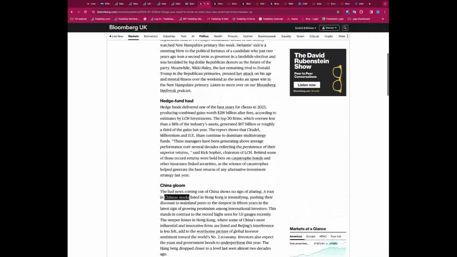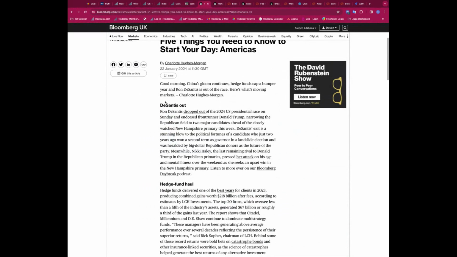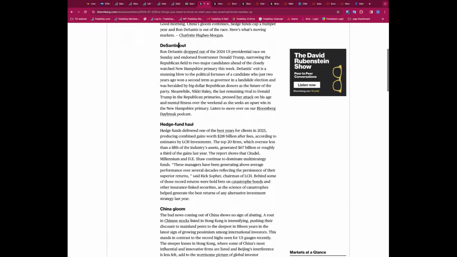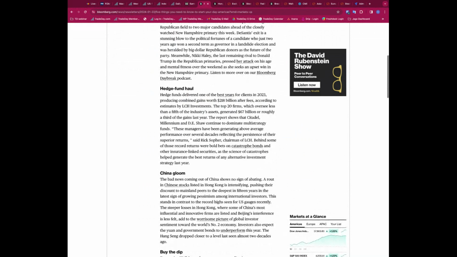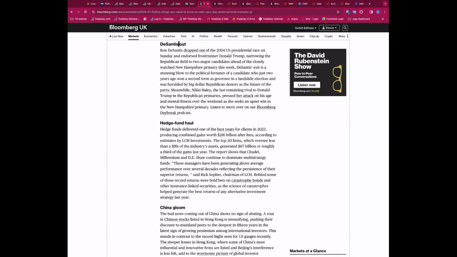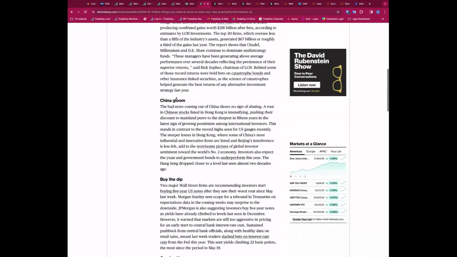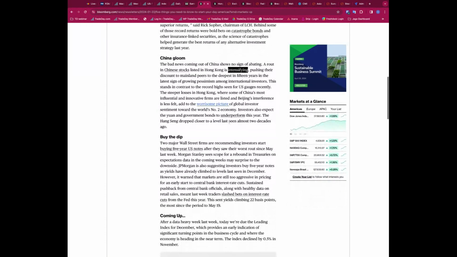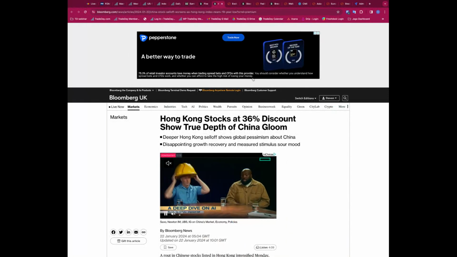Let's take 5 things to start your day. DeSantis is stepping out. We've already spoken about that. Not a real big impact, and not a massive surprise, and he has endorsed Trump. Hedge funds did well last year. Bad news coming out of China shows nerves are baiting a rout in Chinese stocks again in Hong Kong, intensifying, and as I said, protection of the currency overnight. Two major Wall Street firms are recommending investors start buying 5-year US notes, buying the belly of the curve, but nothing really impacting what you're looking at.